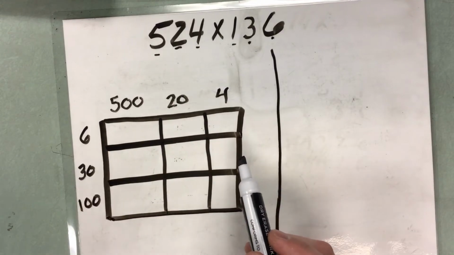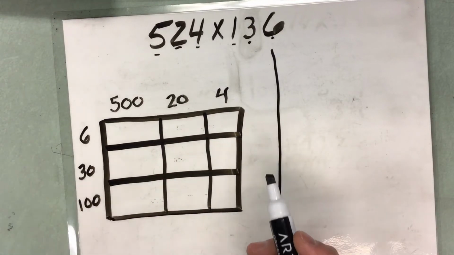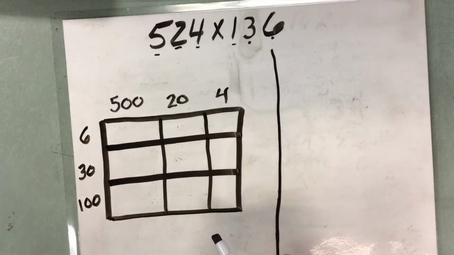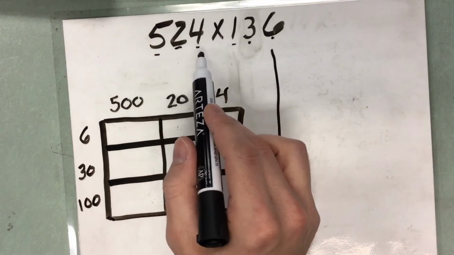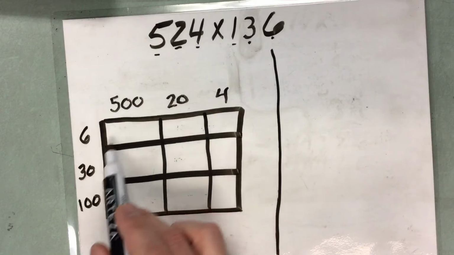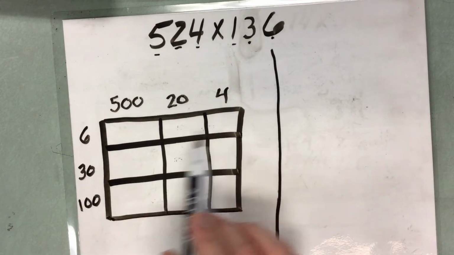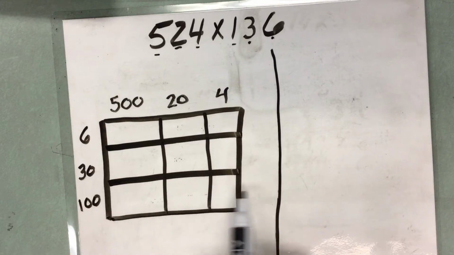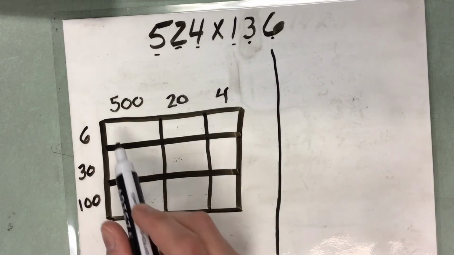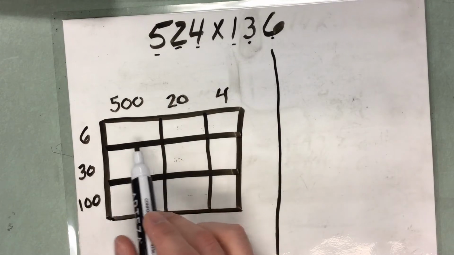What do you notice about this problem compared to problems in our previous lesson? Now we're multiplying 3 digits by 3 digits. So that's going to give us a total of 9 boxes here. And when we add across, that's going to give us 3 partial products. So let's go ahead and start filling out and finding these areas.